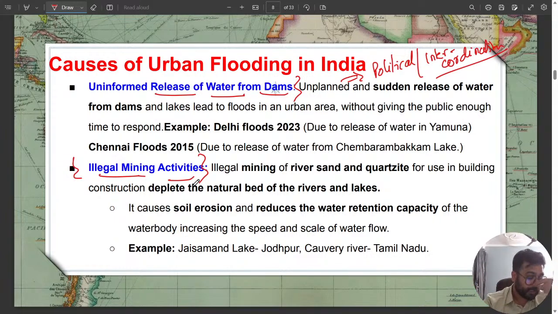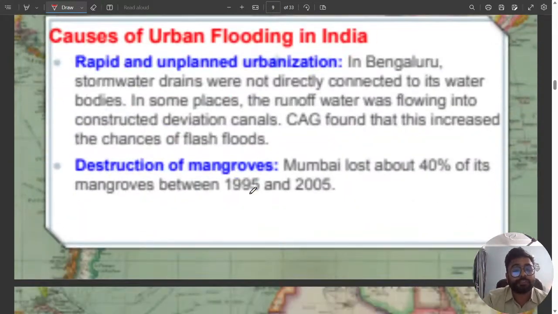Okay, yes, Anvisha, it is very common: the release of water from the dams in Arunachal Pradesh. Every year, Assam and Arunachal Pradesh get floods. But Anvisha, right now we are focusing on urban floods. Do remember this, we are not discussing your regular floods. We are discussing urban floods.